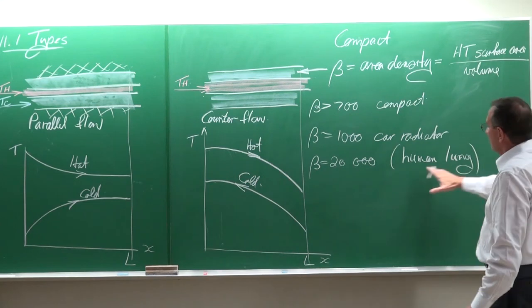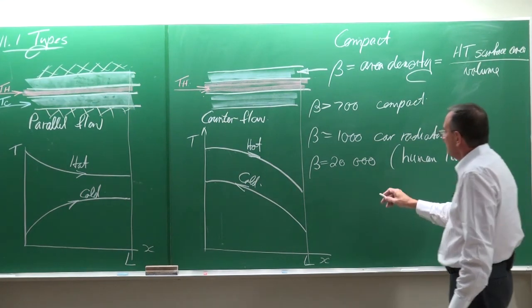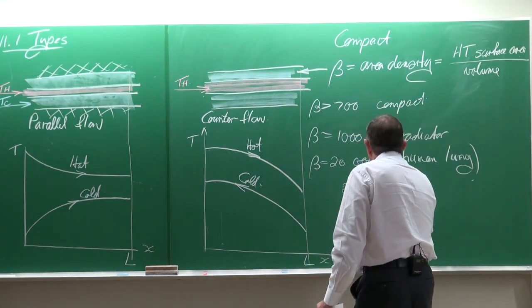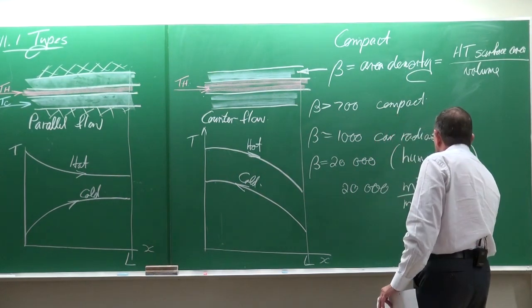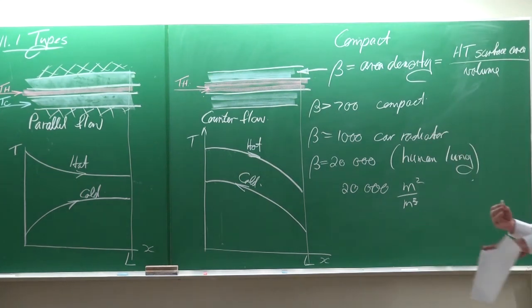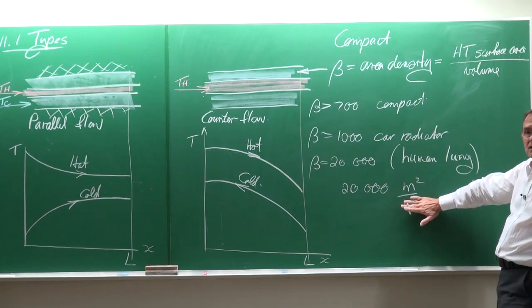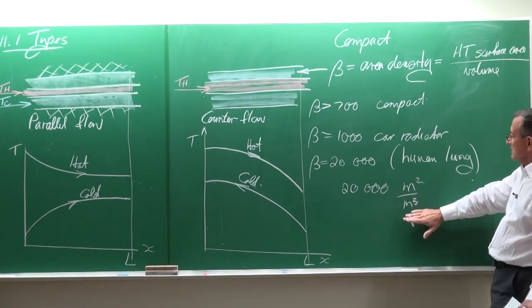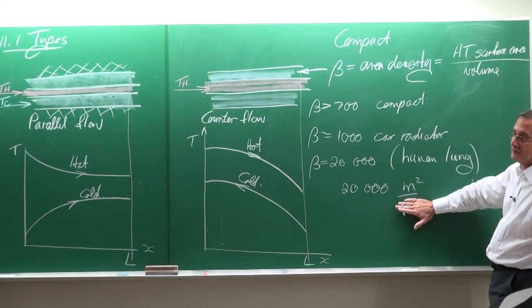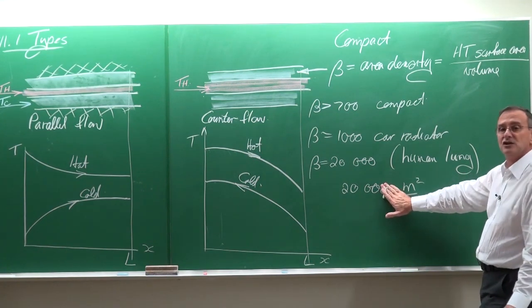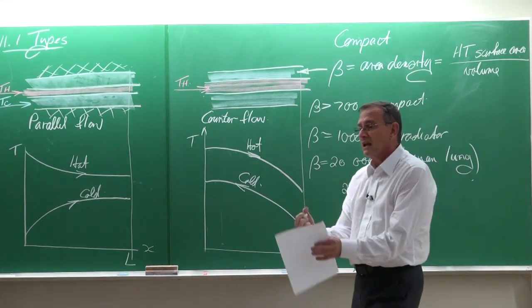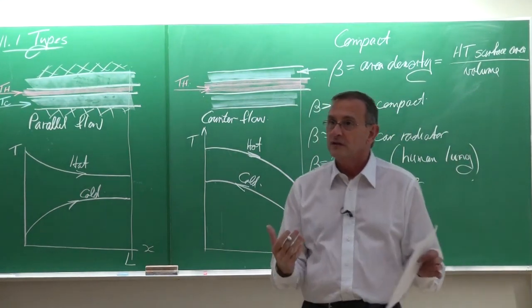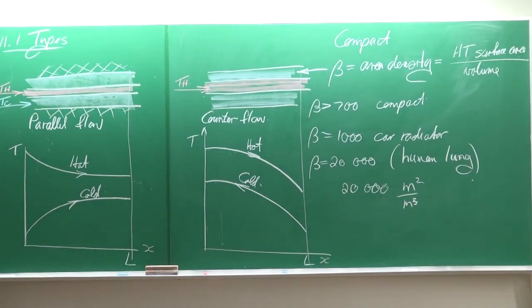What does it mean? A value of 20,000 means 20,000 square meters per cubic meter of surface area for heat transfer. Now your lungs are not 1 cubic meter in size, but let's suppose it is 0.1 cubic meters. I don't know if that's accurate. Then it would mean your lung has 2,000 square meters of surface area for heat transfer. That is why it is such an effective heat exchanger.